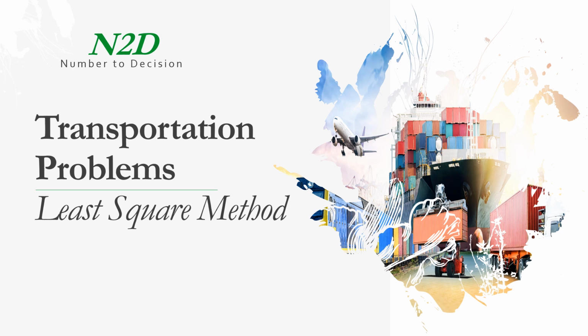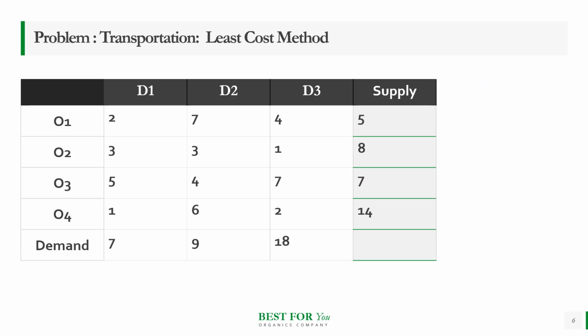Let's take the same problem we discussed with the Northwest Corner Rule. Here we have 4 origins and 3 destinations. From origin to destinations, we have different transportation costs associated, and we have the supply and demand. First, we need to check whether the problem is balanced or not, that is, the total supply and demand should be equal. The total demand is 34 and the total supply is 34. Therefore, the problem is balanced so that we can start allocating.